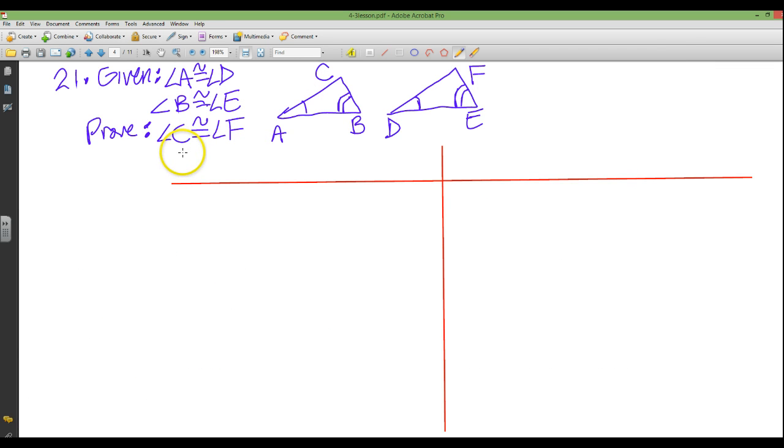Okay, number 21 asks for a two-column proof of the third angles theorem. So in other words, if angle A is congruent to D and B is congruent to E, then angle C will be congruent to angle F. So that's the third angles theorem. If two pair of corresponding angles are congruent, then the third pair will be congruent. So we'll start by stating our given information.